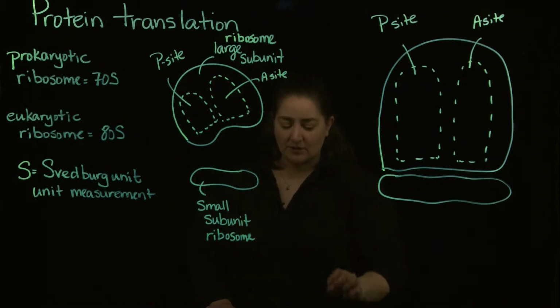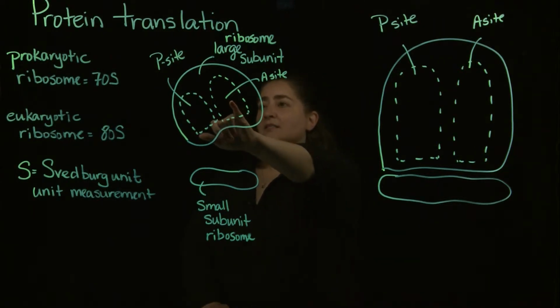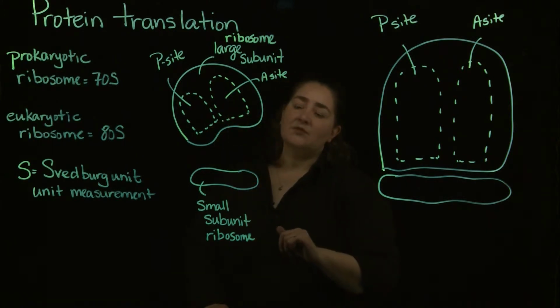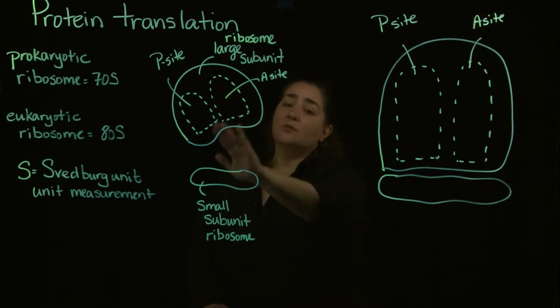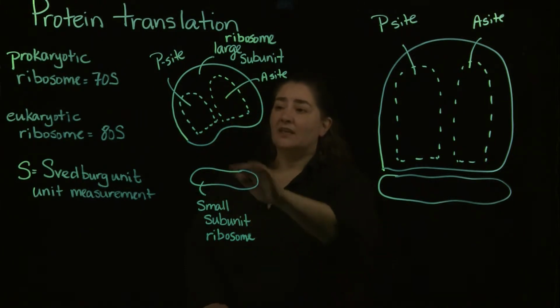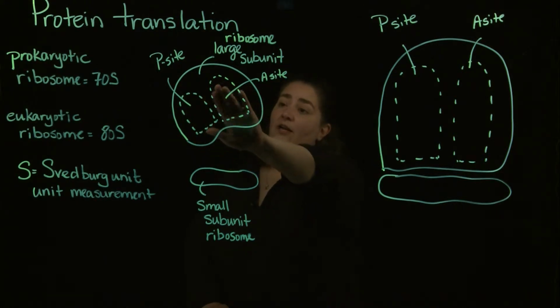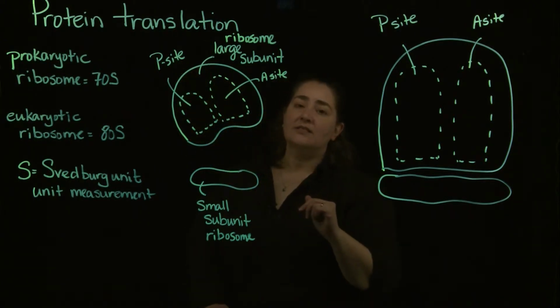What I want you to understand, in that large subunit, you've got an A site and a P site. That A site is the acceptor site. That's where our transfer RNA is going to come in. It's going to bring in our amino acid so that we can start making our protein. The P site is where that tRNA will move to. Once it moves to the P site, that's going to start elongating our protein chain.